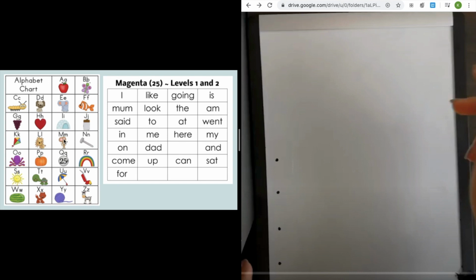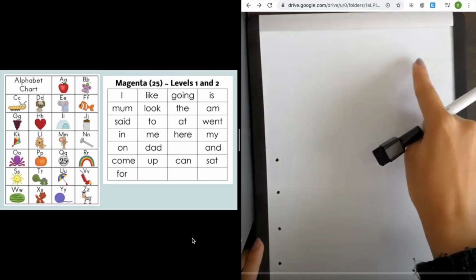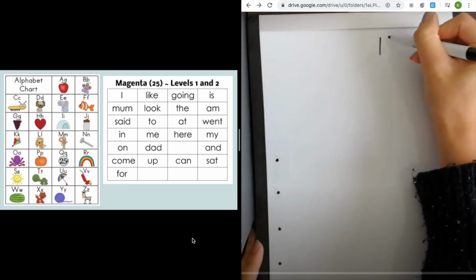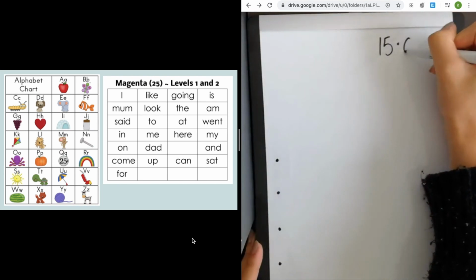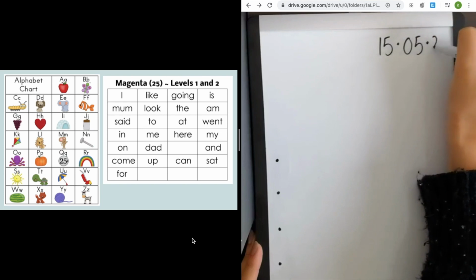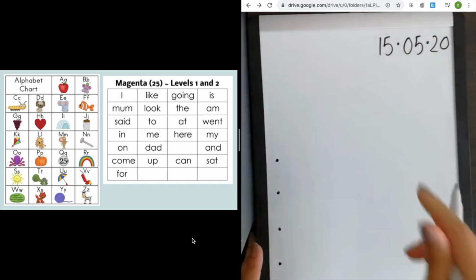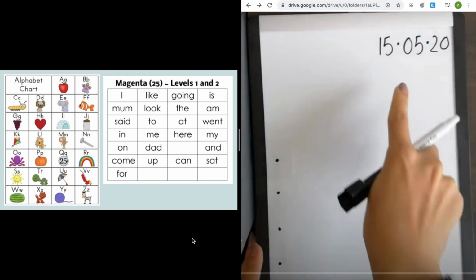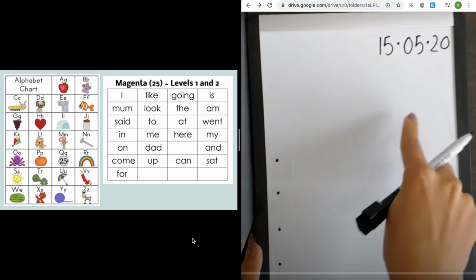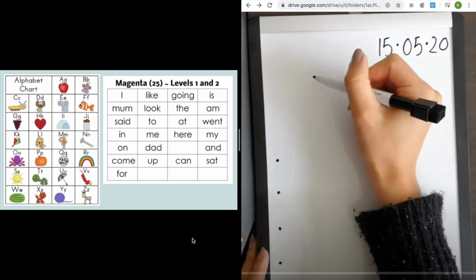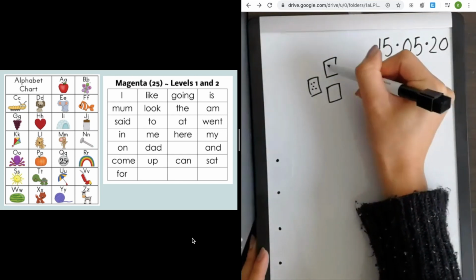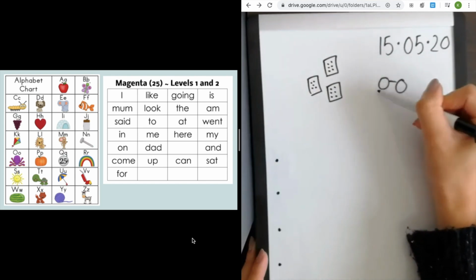So let's start our writing. What do you write on your page? What's the first thing you write? You write the date. So today's date is the 15th of the 5th, 20. Okay. After we write our date, you draw a picture. So remember, I chose the frog and the dice, so I'm going to quickly draw my dice and my frog. And it'll look like I'm drawing very fast, but I'm really not. I just fast forwarded it.